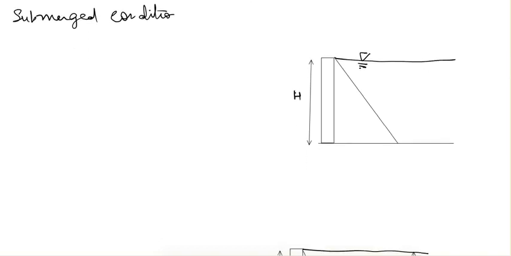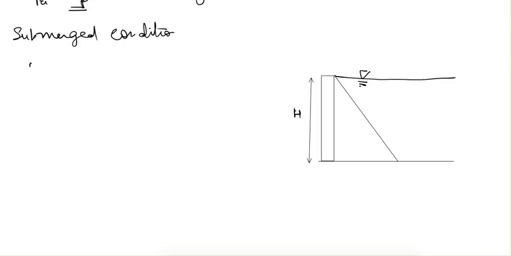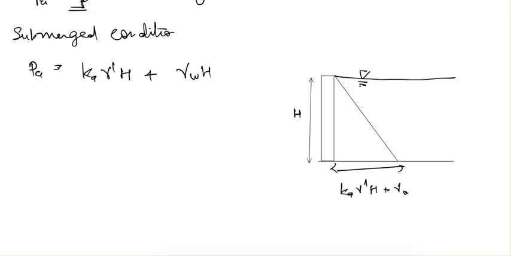In submerged condition, the pressure due to water would also be acting, so we can divide the pressure into two parts. The same way we did for active earth pressure, similar would be the case for passive earth pressure. Just this coefficient will change, the rest of the things will remain the same. So for submerged condition, we can write active earth pressure as Ka gamma dash H plus gamma W into H at this level.